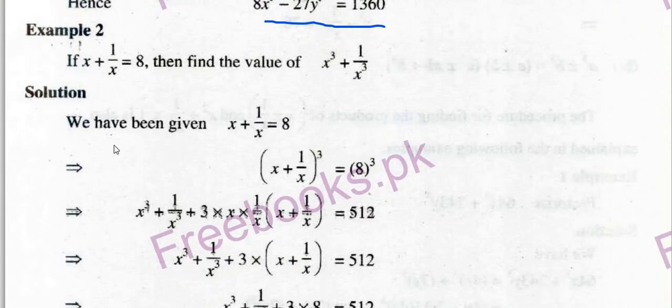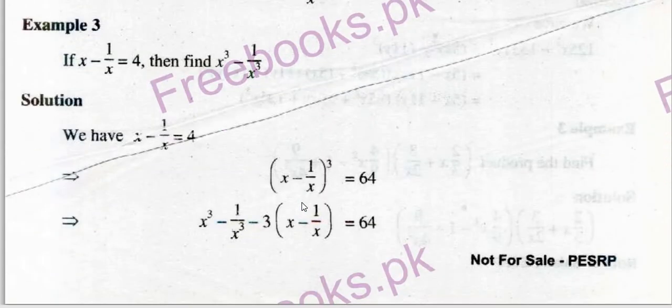If x plus 1 over x is 8, then find the value of x cube plus 1 over x cube. This one is given. Just take cube on both sides. You will get a cube, b cube, 3ab into (a plus b). This x cancels with this. This becomes this. This is the value which we are going to solve, and this is given as 8. Just put this equal to 8. This is 3, this is unknown. 3 multiply 8 is 24. Just shift 24 to the right hand side. You will get 488.